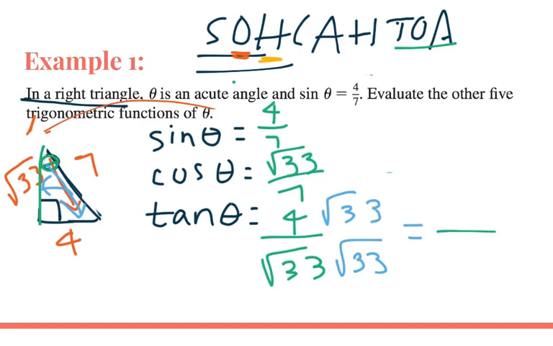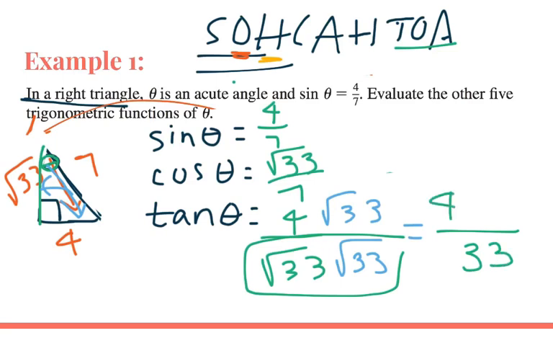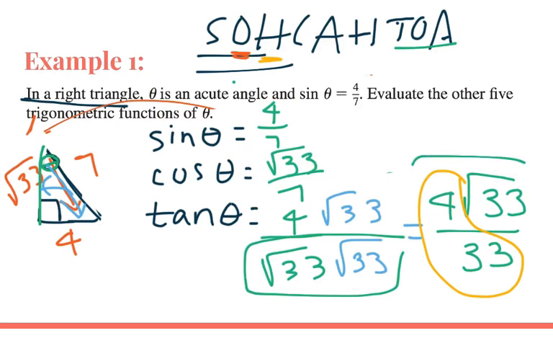What that does is in the bottom we just get regular 33, and in the top we get 4 square root 33. The only thing you need to look for after you're done rationalizing is just see if this fraction can be reduced. But the only thing that 4 can divide by is 4 and 2, and 33 doesn't divide by 4 and 2. So then I know that this is my final answer. I'm going to erase the work that I have and just write that as my final answer.